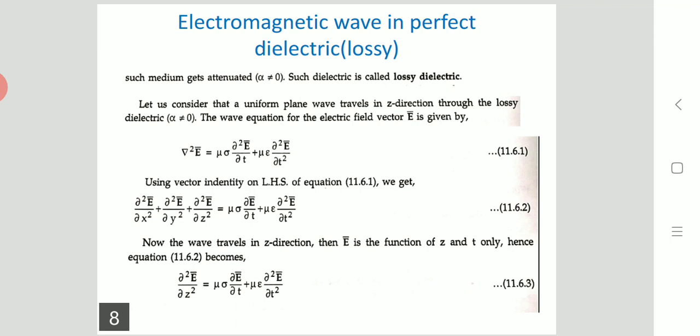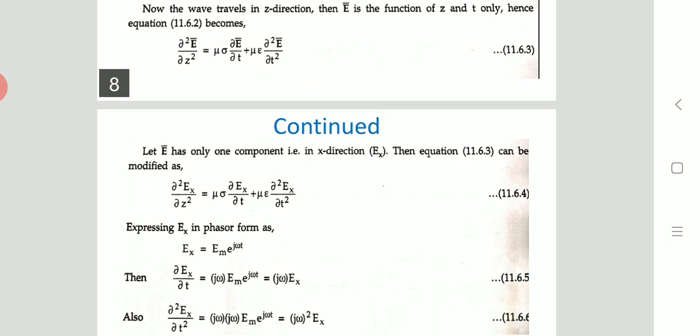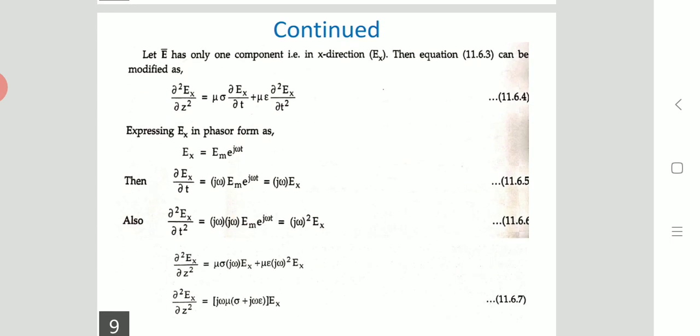Now as we know that the wave travels in the z direction, E is a function of z and t only. So equation 11.6.2 becomes dou square E by dou z square is equal to mu sigma dou E by dou t plus mu epsilon dou square E by dou t square. So these are three equations. Now let us move further.